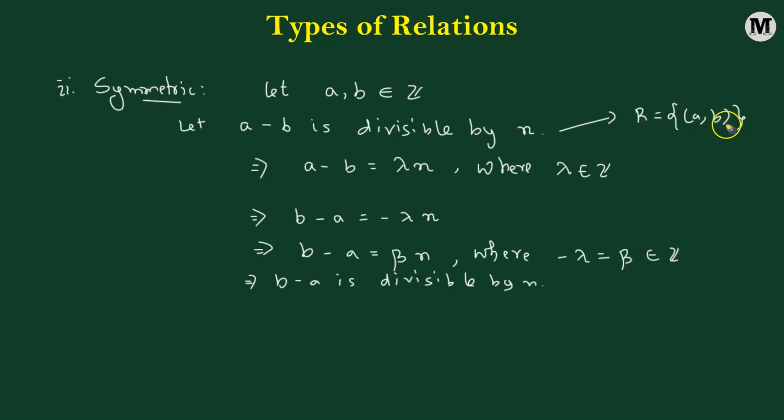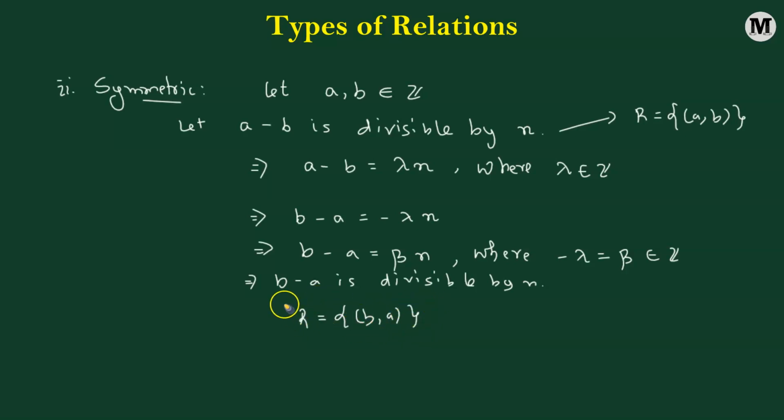The ordered pair A and B is chosen in such a way that the relation between A and B is that A minus B is divisible by N. And what did we get here? Here we were able to get another ordered pair which also belongs to the same relation R, that is B comma A. So here we were able to show that B comma A is also a member of this set.